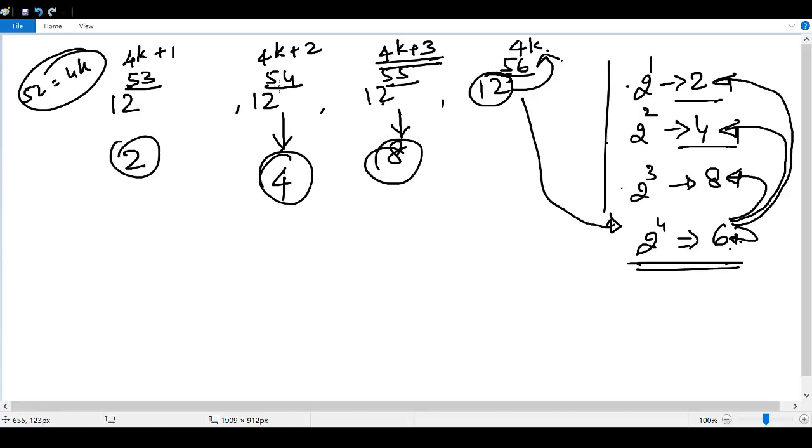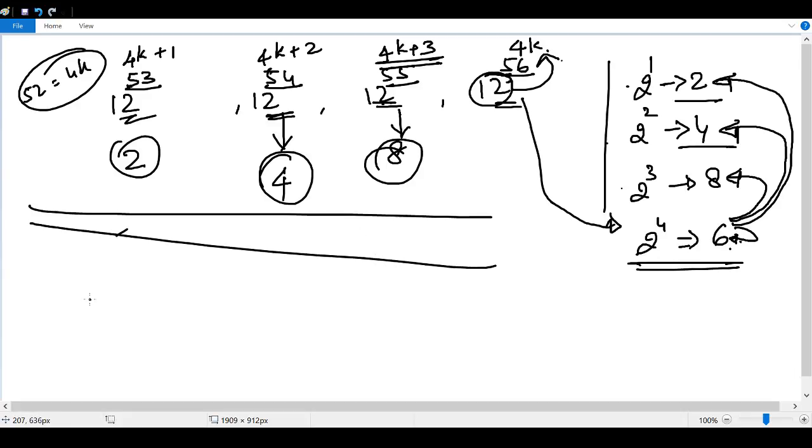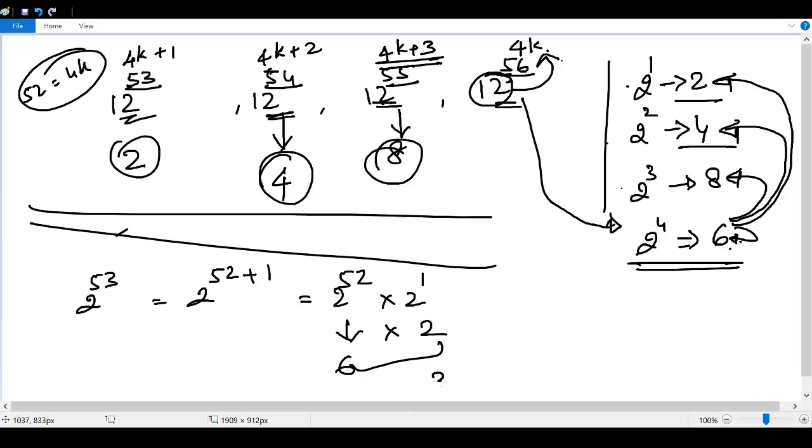Please understand that this is working for the base of 2. The earlier method I said was to write 2 power 53 as 2 power 52 plus 1, then as 2 power 52 into 2 power 1. 2 power 52 ends in 6, 2 power 1 ends in 2, 6 into 2 is 12, so 2. All these steps can now be bypassed, because all I have to do is look at this number: 1 more than a multiple of 4 ends in 2.